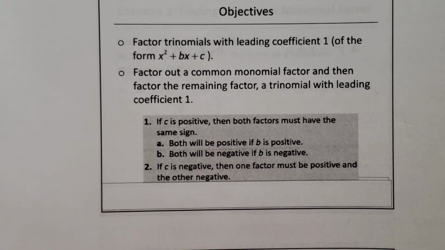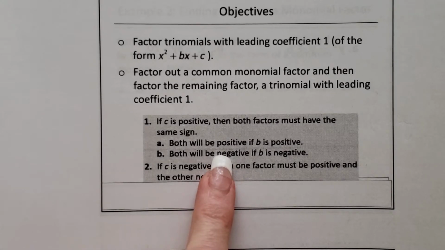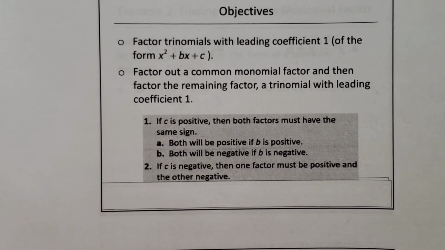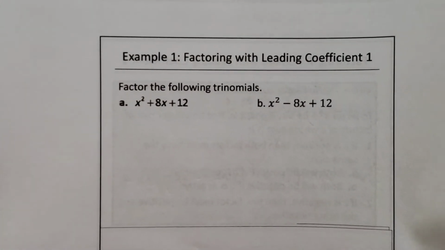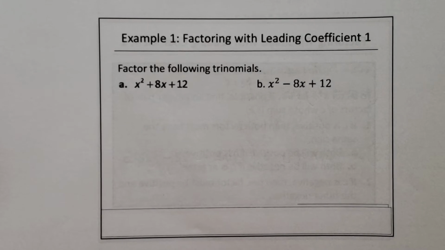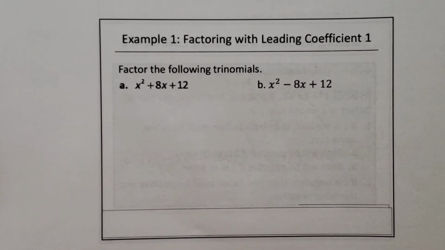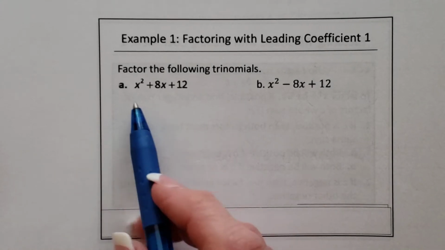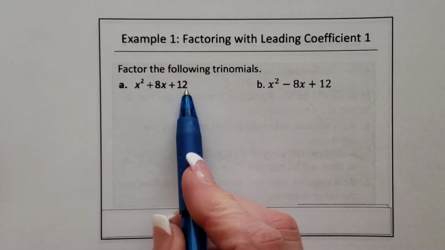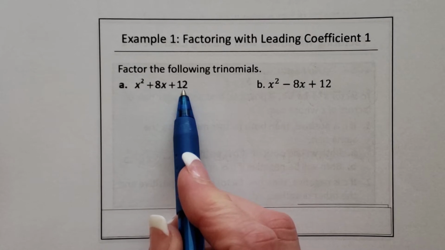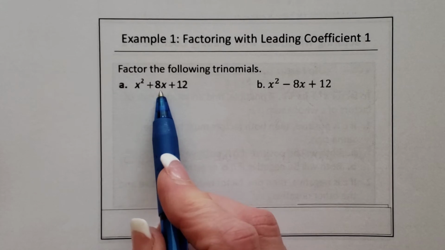I have some directions here for you, but after we do a couple, we'll talk about this rule, and it'll be a little easier. Let's look at example 1, letter A. We need to come up with two binomials that, when I multiply them together, give this trinomial. So we're looking for two numbers that multiply to 12 and add to 8.